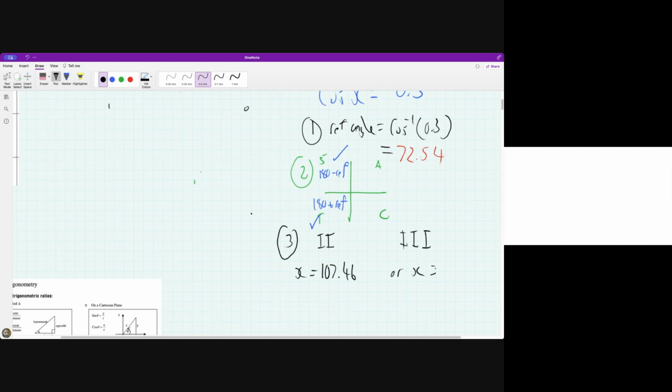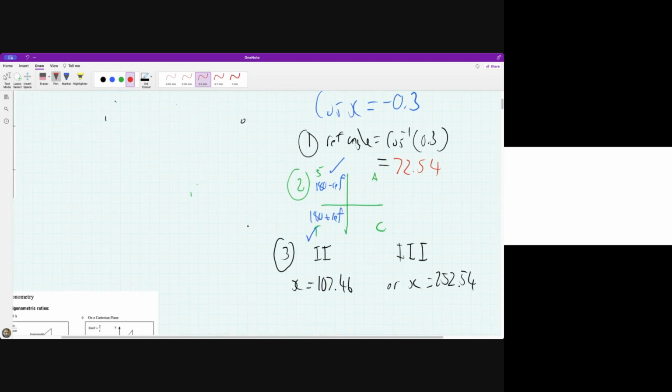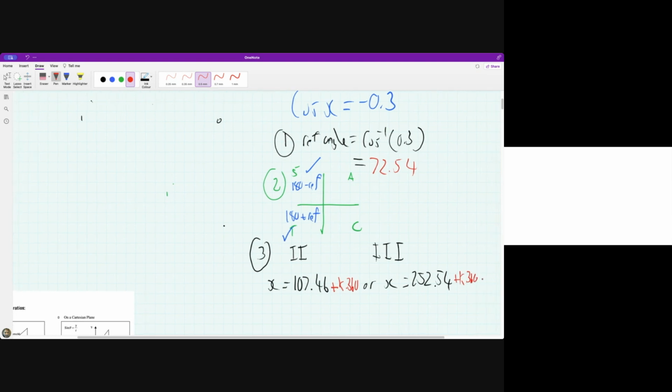Because it's in quadrant 3, it's going to be 180 plus 72.54, and I'm going to get 252.54. And again, because the period of the cos graph is 360, and it's a cos equation, I'm going to add k times 360 and k times 360, where k is an element of the integers.